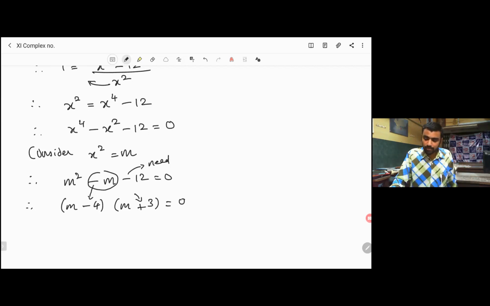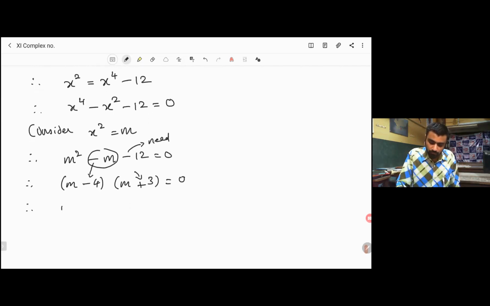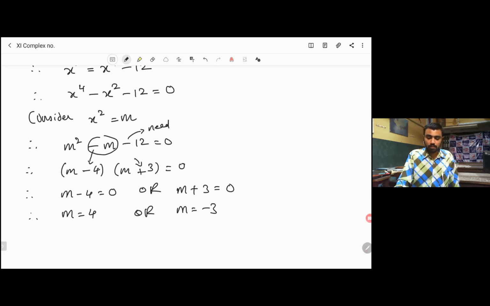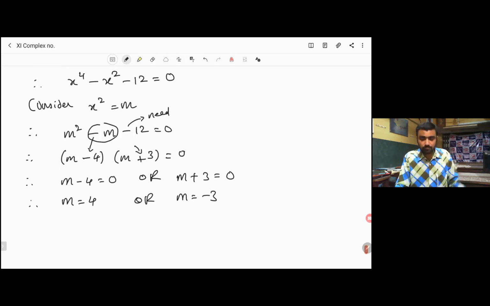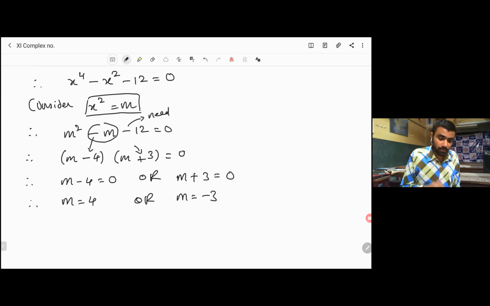देख लीजिए, I am going to get this particular factor. Therefore m minus 4 is equals to 0, or m plus 3 is equals to 0. Therefore m is equals to 4 or m is equals to minus 3. अब जरा ध्यान रखने का, ये जो m का यहाँ माइनस 3 का जो वैल्यू मिला है ना, we need to again reconsider that x square is equal to m, हमने जो substitute किया था. Then reconsider that m की जगह पे x square.